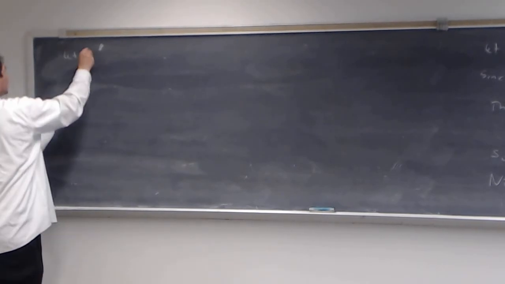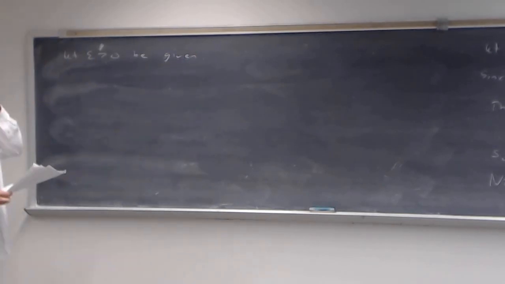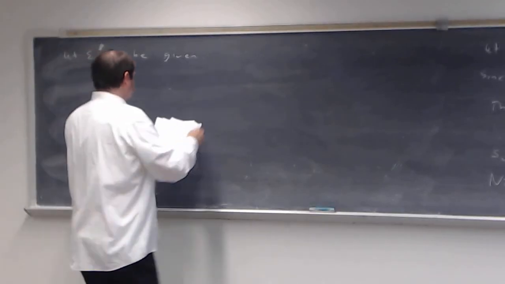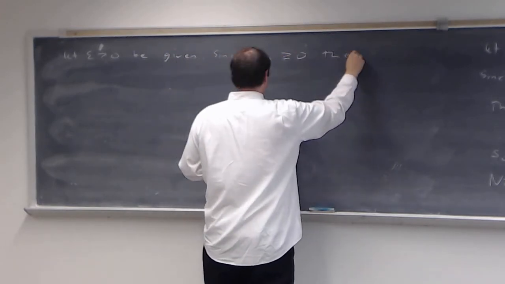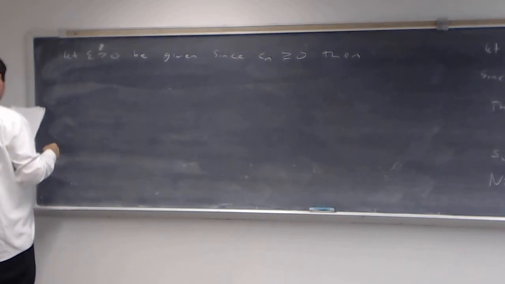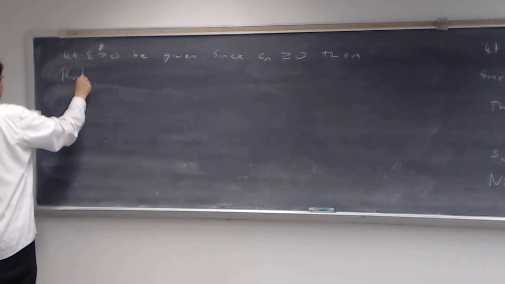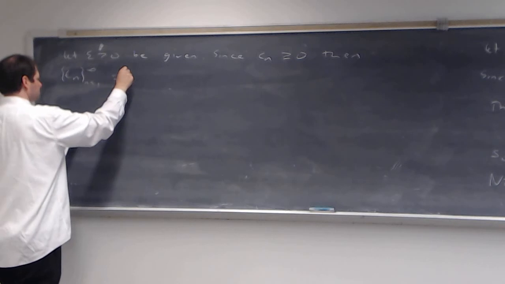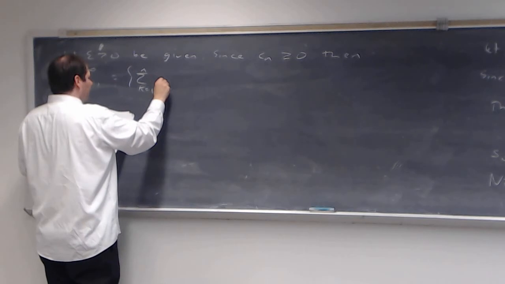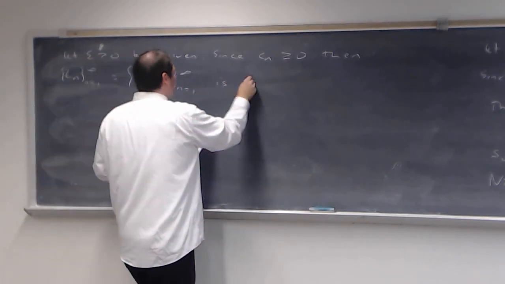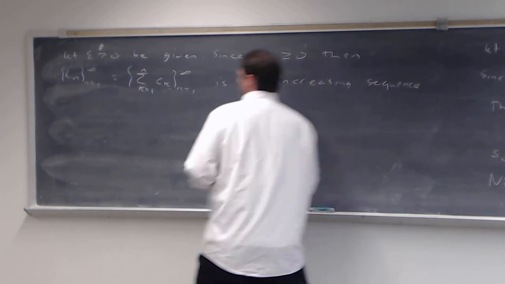Alright, we start off by letting epsilon greater than 0 be given, in terms of the real contents of the proof. Since the c sub n's are always greater than or equal to 0, if you look at the partial sums, let's call them T sub n, equal to the sum as k runs from 1 to n of c sub k, this is an increasing sequence. And we know that it converges.